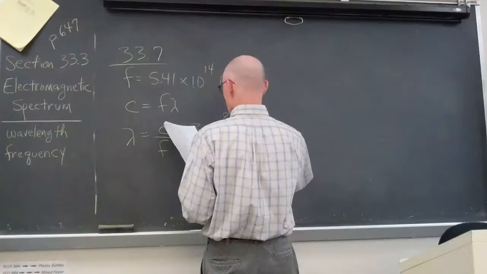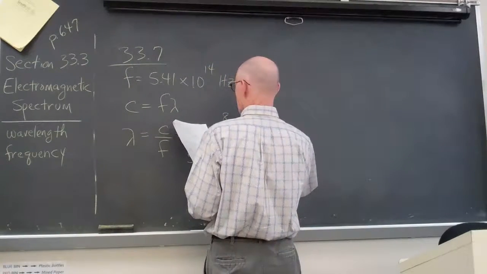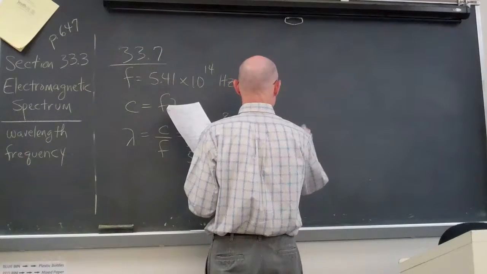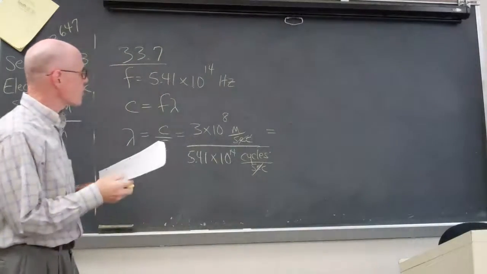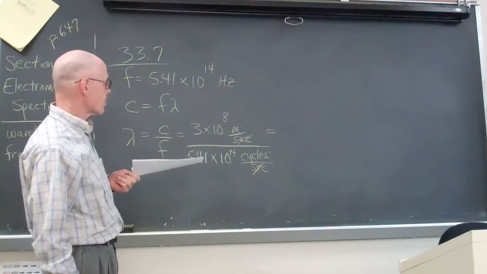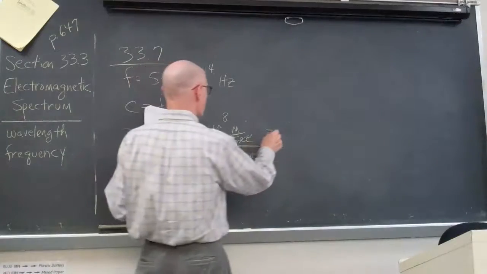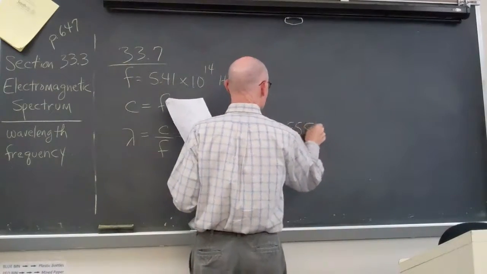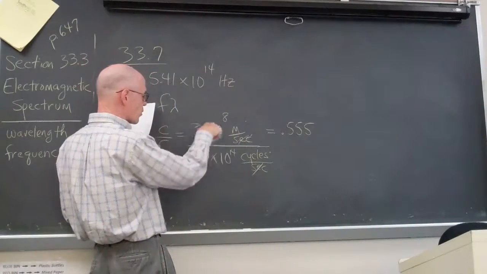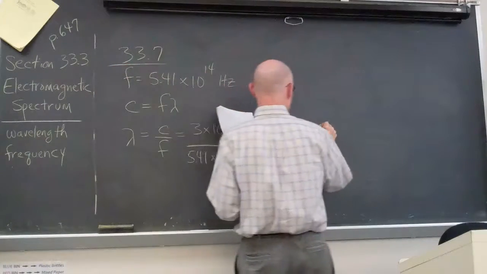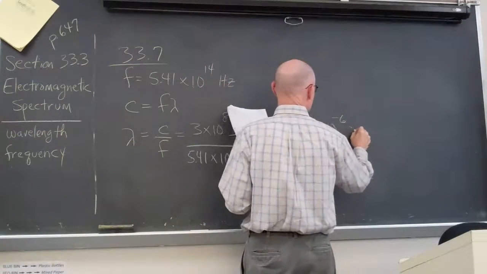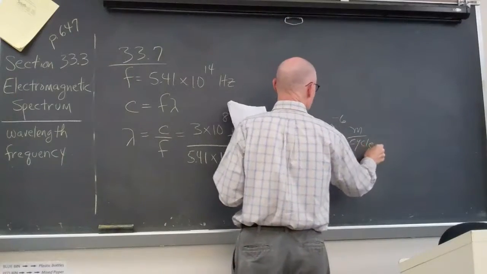So this ends up being, like if you did this by hand, if you just decided to manually manipulate the exponents, this would end up as 0.5555. 0.555 is the 3 divided by 5.41. And if you take the 10 to the 14th, flip it in the numerator, it's 10 to the 8 minus 14, which is 10 to the minus 6 meters per cycle.